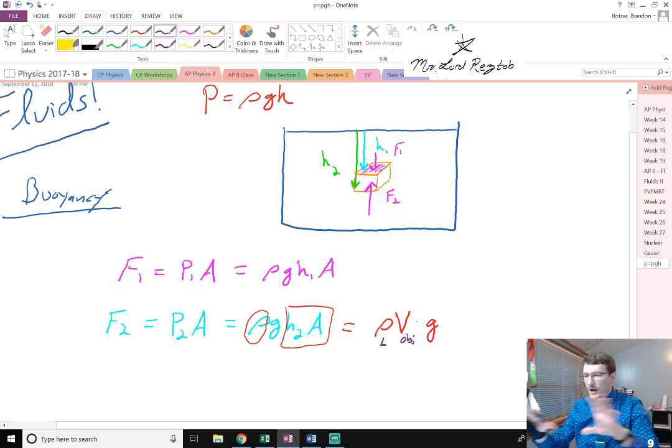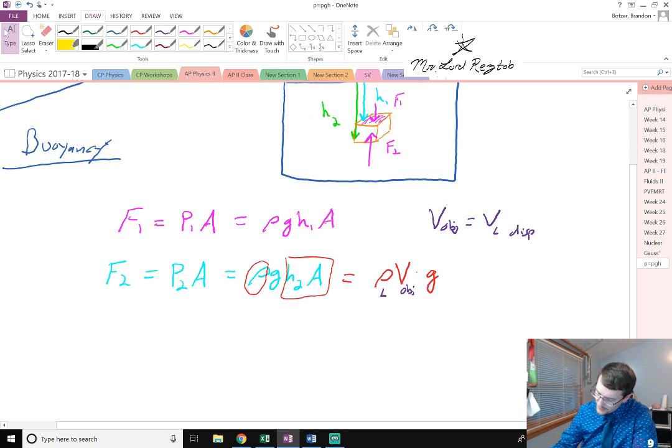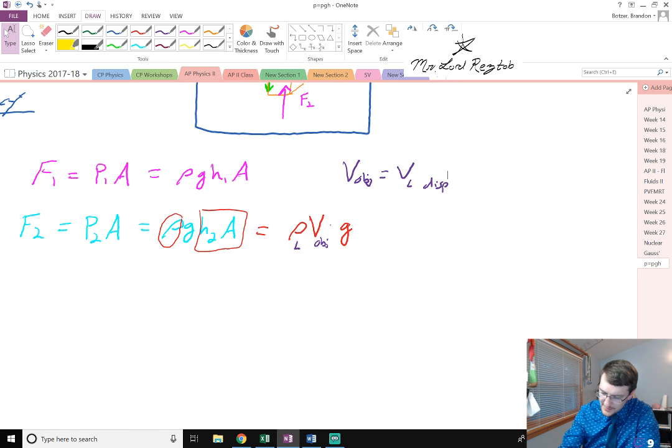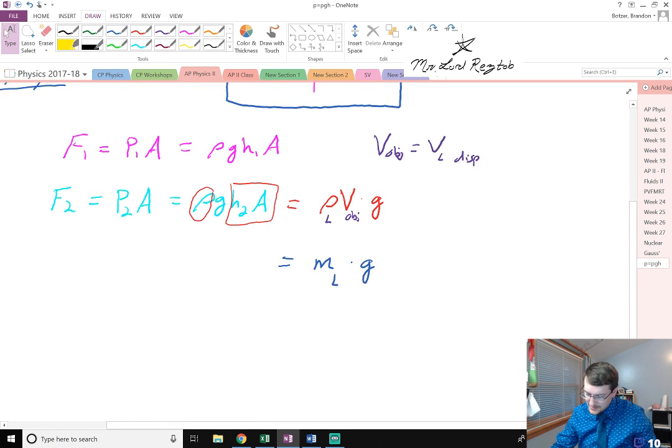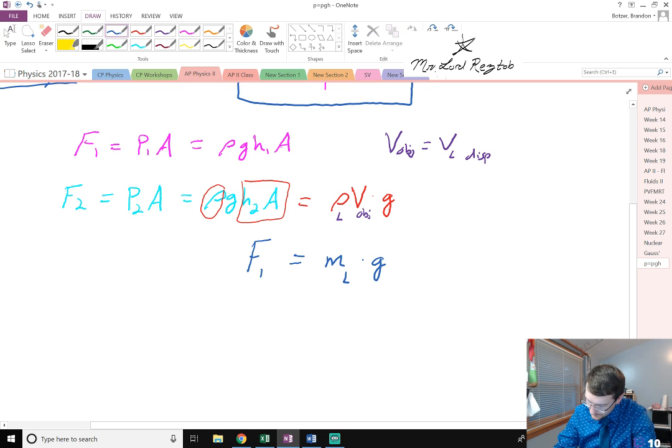If the volume of the object is equal to the volume of the liquid displaced, then the volume of the liquid displaced times the density of the liquid gives us the mass of the liquid that's displaced times gravity. Well, mg, we think of that as a weight, but really it's a force. And what that represents is the buoyant force.